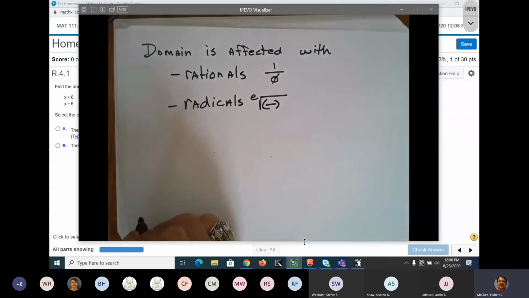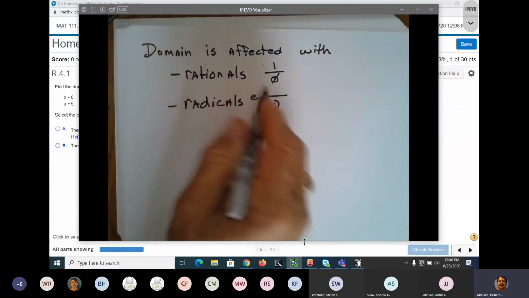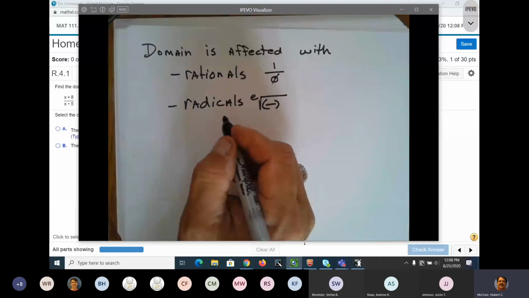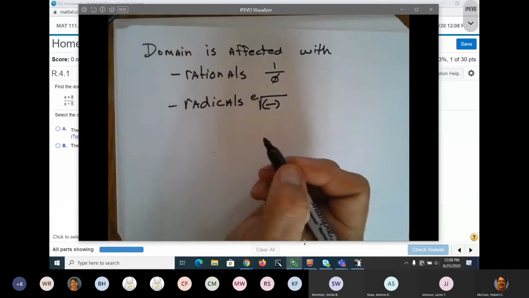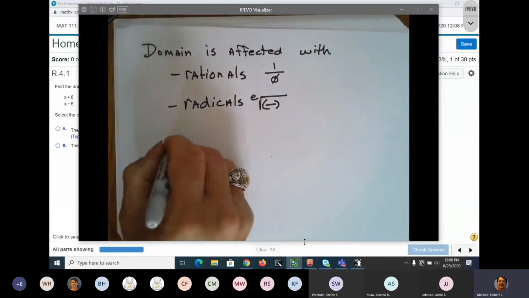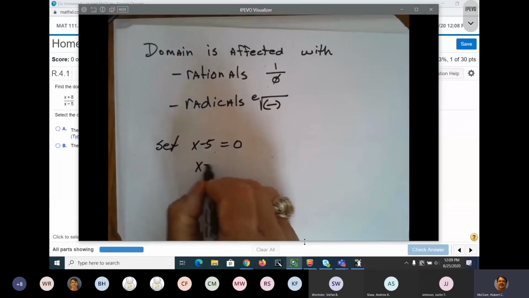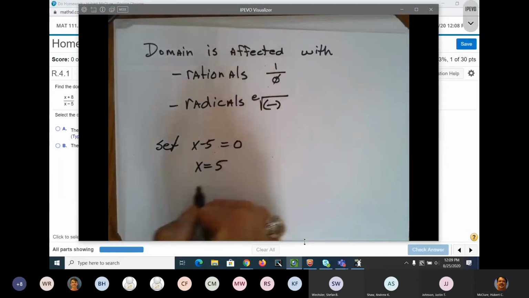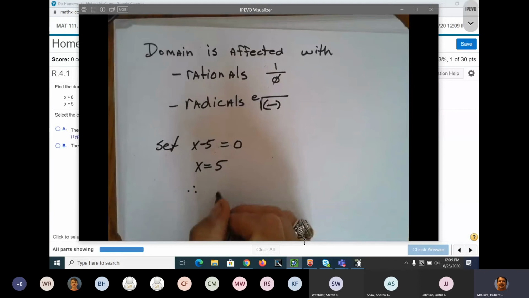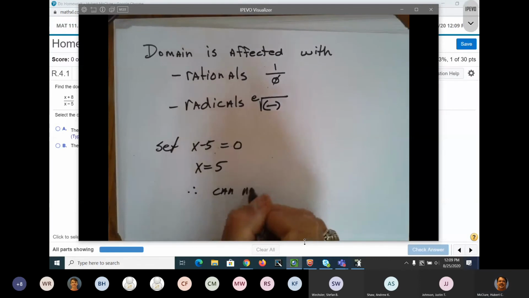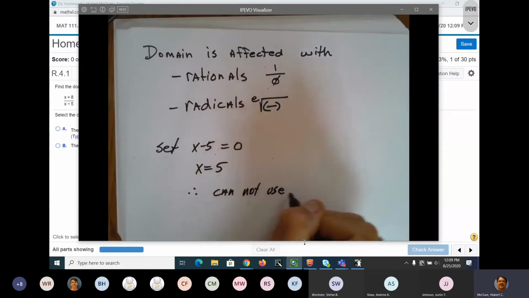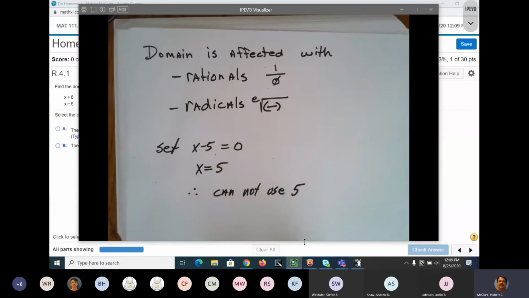In this case, we've got x minus 5 in the denominator. So set x minus 5 equal to what? 0. And x is equal to 5. So therefore, you cannot use positive 5 in the function.